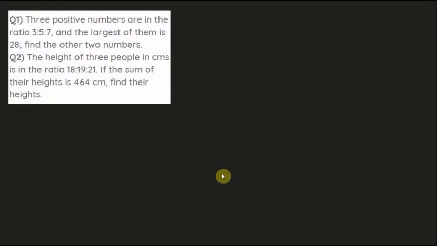So let's start. We have the first question on the screen. Three positive numbers are in the ratio 3:5:7, and the largest of them is 28. We need to find the other two numbers. So let's see how we can solve this. We've been told that the numbers are positive, the ratio is 3:5:7, and the largest number is 28, and we need to find the other two numbers.